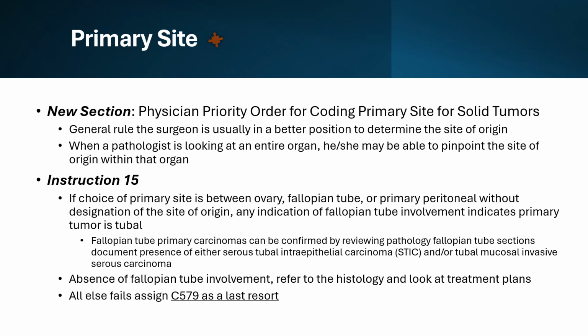Instruction 15 has been updated on coding female GYN sites when there is a decision between ovary, fallopian tube, or primary peritoneal, and there is no clear designation of origin. If there is any indication that fallopian tube is involved or it is a specific histology that would be tubal, then code the primary site to fallopian tube. In the absence of tubal involvement, refer to the histology and treatment plans to help you determine the primary site. And when all else fails, code to C579 as a last resort.